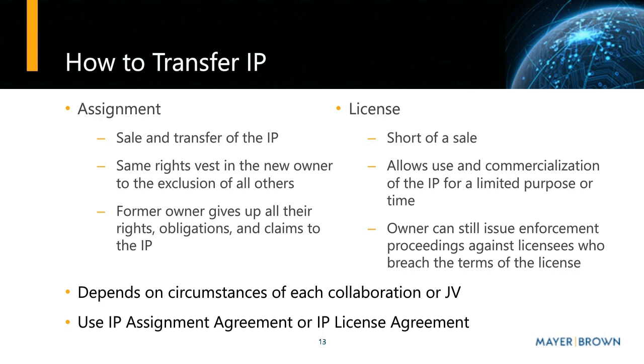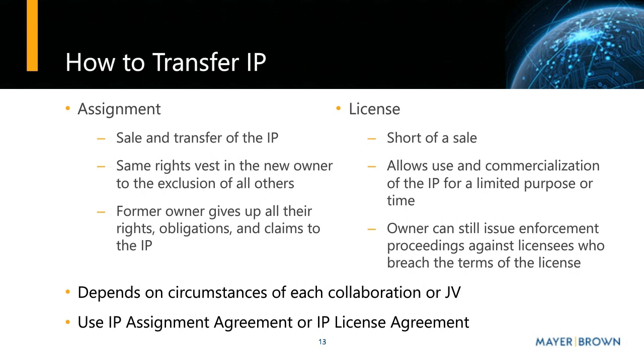A license, on the other hand, is short of a sale. A license is a permission for a party to use the IP, but not own it. A license allows the use and commercialization of the IP for a limited purpose or for a limited time period. Because the owner still owns the IP, the owner can still issue enforcement proceedings against the licensees who breached the terms of the license.